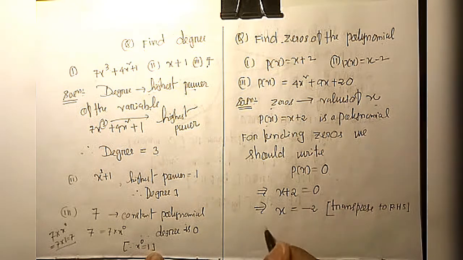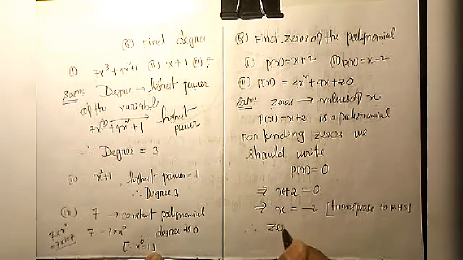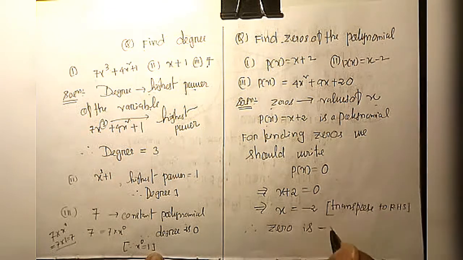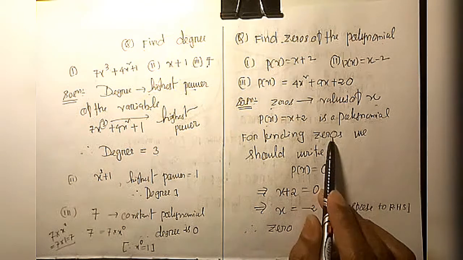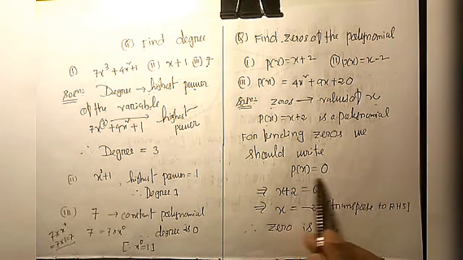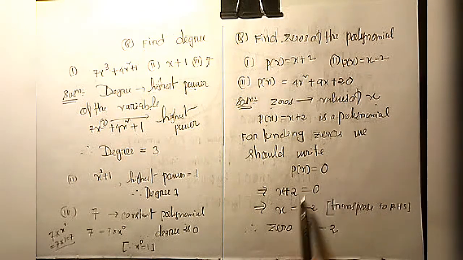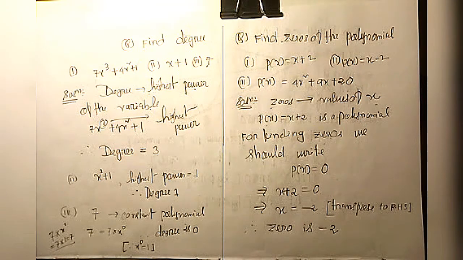So the value of x is minus 2. So therefore the zero is minus 2. So P(x) equals 0, so x equals minus 2. So the zero is minus 2.